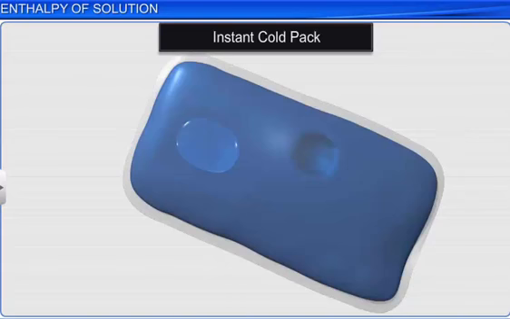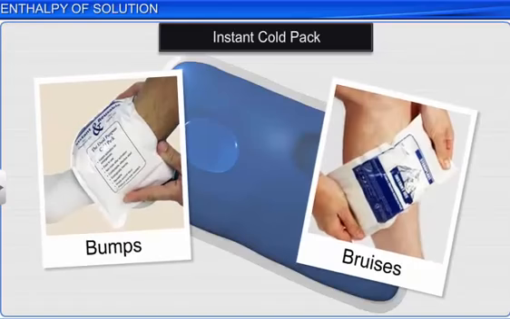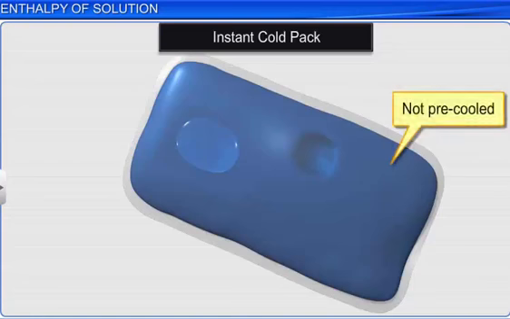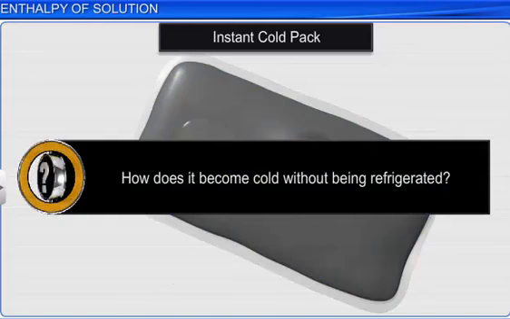Before we begin, let's look at this cold pack. Instant cold packs are often used by athletes for treating bumps and bruises. We know that a cold pack is not pre-cooled. Then, how does it become cold without being refrigerated?